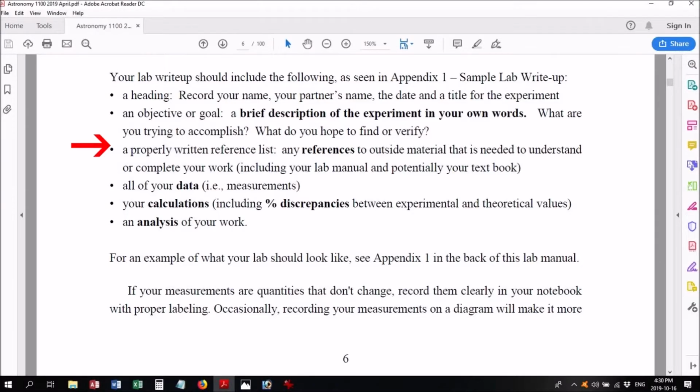The next thing to include is references to any outside materials that you used, like a website or a textbook. Usually you don't need to include anything because the only thing we're using is the lab manual. The next thing you do is you perform your experiment and record your data.